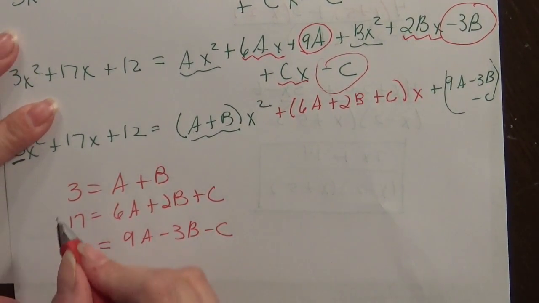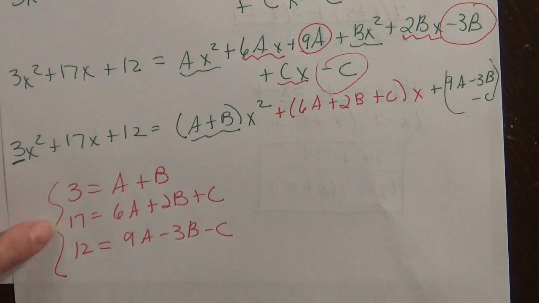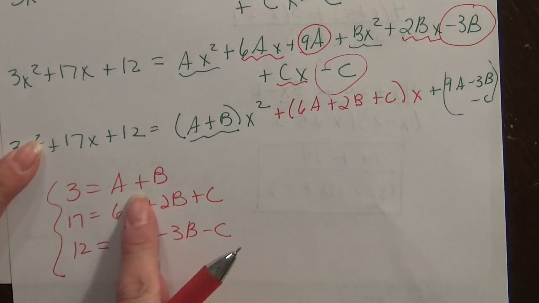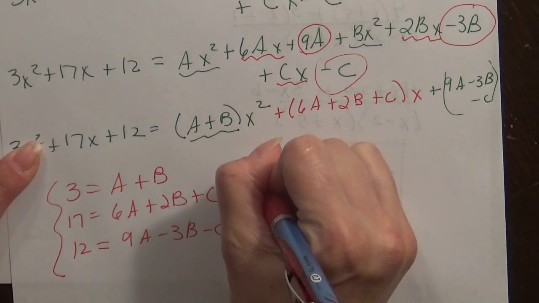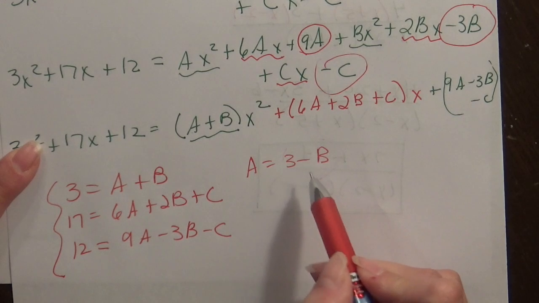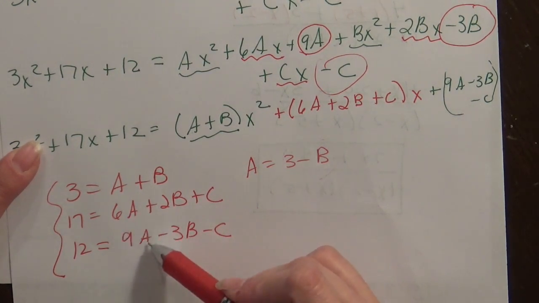Okay, so this is my system right here. I'm going to solve this for a, b, and c. Now, I know you got 3 variables but it's not that bad, because this first one we can solve for. Let's solve the first equation for a. So that would become a equals 3 minus b. And then I can substitute 3 minus b in for each a here and here.